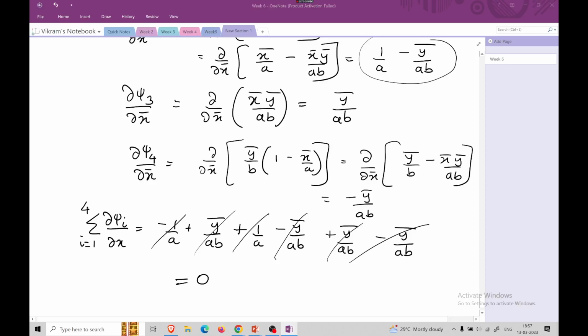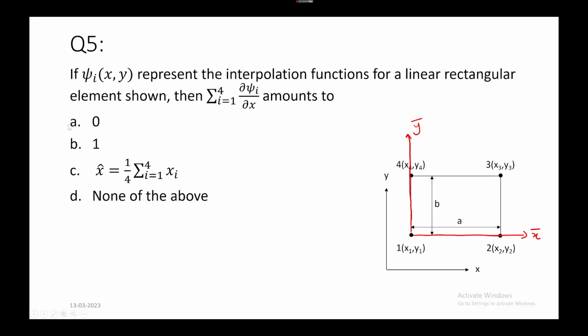So you can see here, I have an option A which is 0. So this is what I have got. So if you see, yes, the answer is again 0. So we have solved this question.